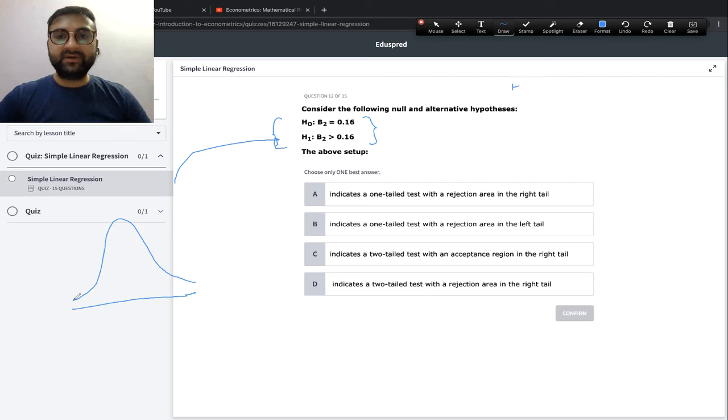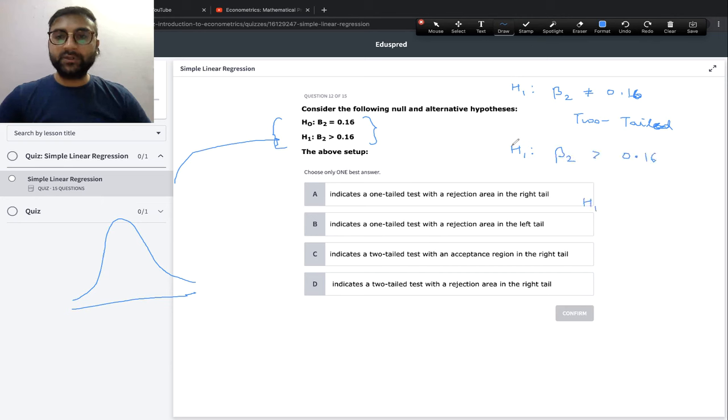If your alternative hypothesis is something like beta 2 not equal to 0.16, then the rejection region is going to lie in both the tails because it's not equal to. So it's going to become two-tailed then. However, if it's not this, then there are two options. Either it could be beta 2 greater than 0.16, that could be your alternative, or your alternative could be beta 2 less than 0.16. Okay, so these two cases are the cases of one tail, because in these two cases you're only going to have the rejection region in one of the tails.